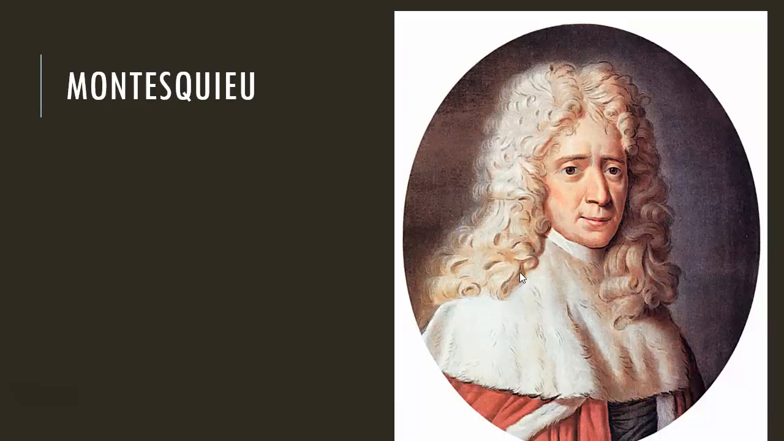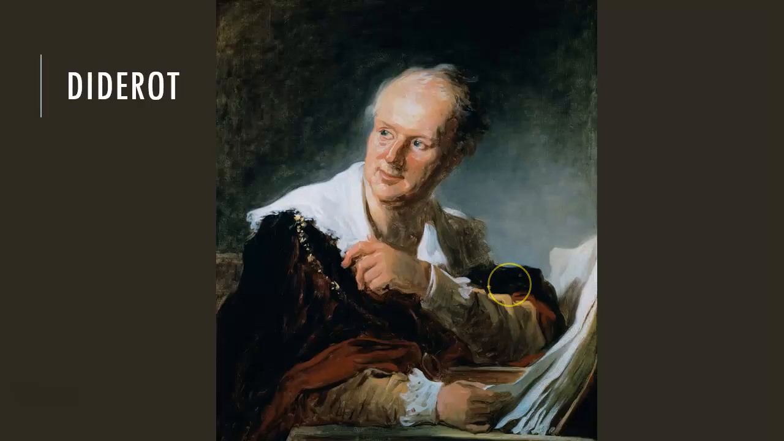Montesquieu, who is very influential in the early American government, he's not, but his ideas are. He wanted separation of powers, or a system of checks and balances. The United States government has three branches, legislative, executive, and judicial, largely based on the ideas of Montesquieu.